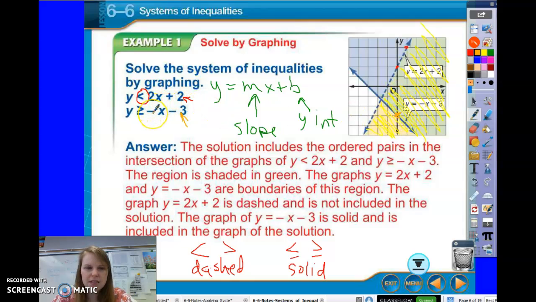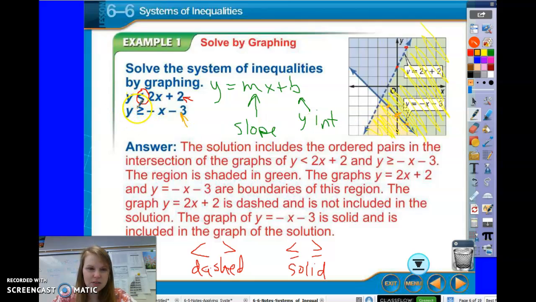Our slope is negative 1, which means from here we go down 1, right 1, or you could go up and then left. Up 1, left 1. So it's a downward sloping line. So that would be our point, or here.